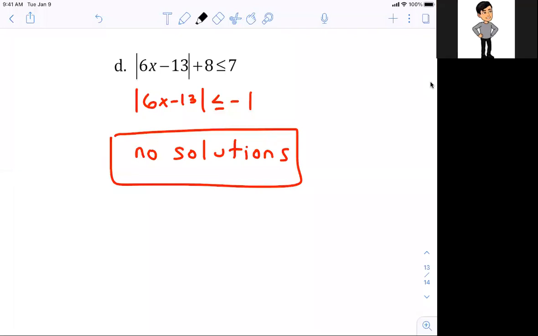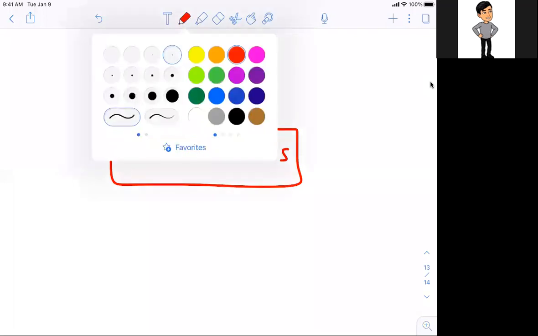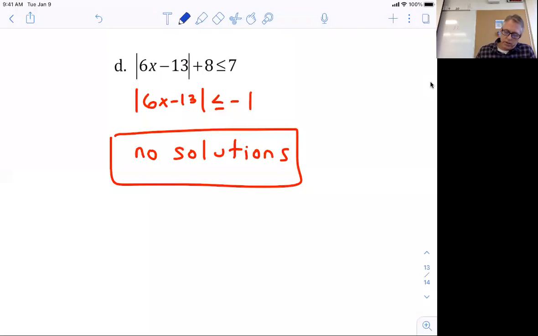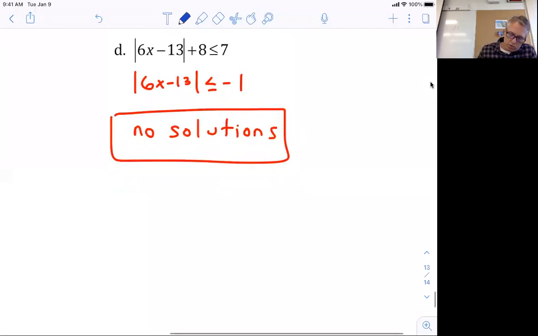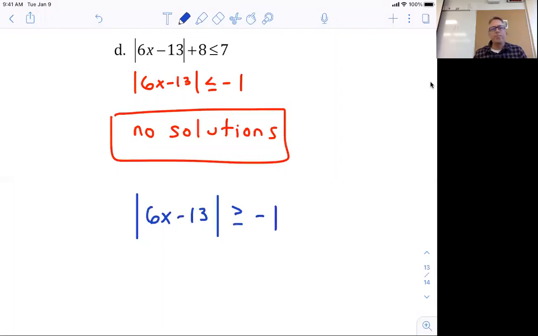Wait, so what if the sign was flipped? So if it was the absolute value of 6x minus 13 is greater than 7. That question is spot on. That means you are totally getting it that you're asking that question. If we had the absolute value of 6x minus 13 is greater than -1, sorry, or greater than or equal to, it doesn't matter.